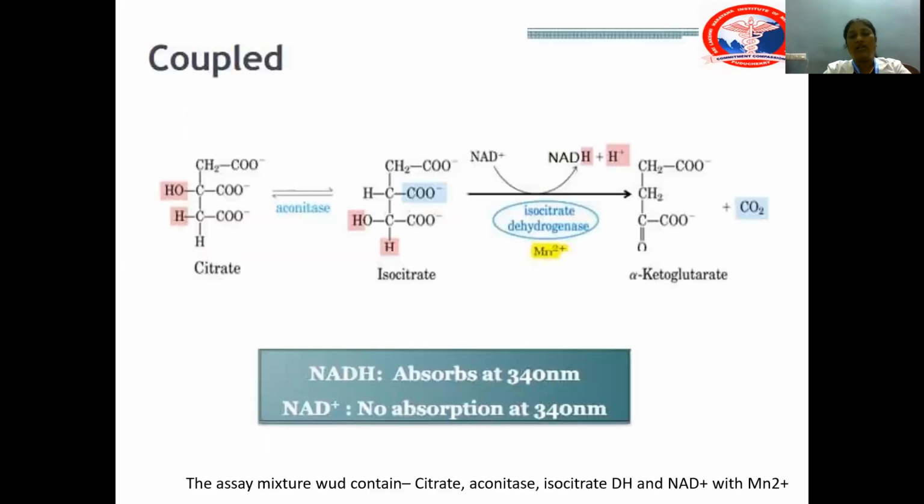Here you can see a coupled assay, with a reaction happening in the citric acid cycle. Citrate is converted to isocitrate. This is a reversible reaction under the influence of aconitase. In the assay mixture, we need to detect the activity of isocitrate dehydrogenase. But isocitrate is the product which is formed, and it serves as the substrate for the next reaction. It is acted upon by isocitrate dehydrogenase, which converts isocitrate into alpha-ketoglutarate, during which NAD+ is reduced to NADH.